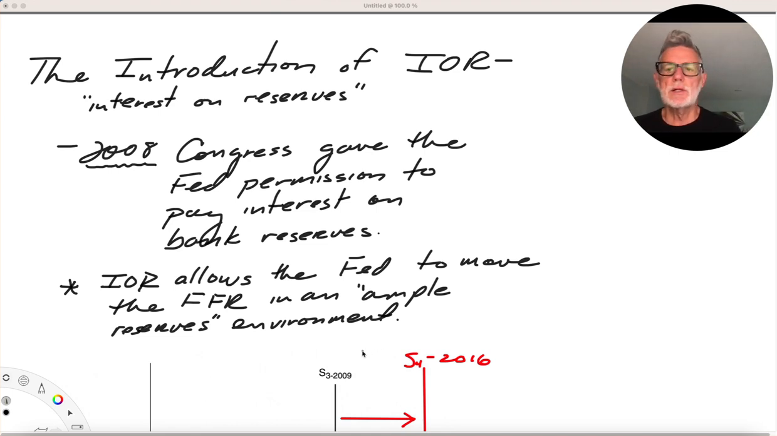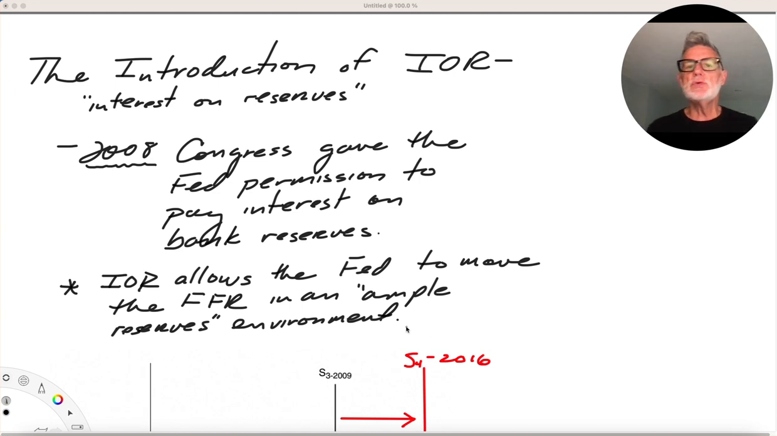Greetings. In this particular lesson, we're going to take a look at monetary policy history after the 2009 period. Specifically, we're going to talk about the introduction of the interest rate on reserves policy that the Fed introduced, and talk about how the Fed used interest rates on reserves to manage the federal funds rate.